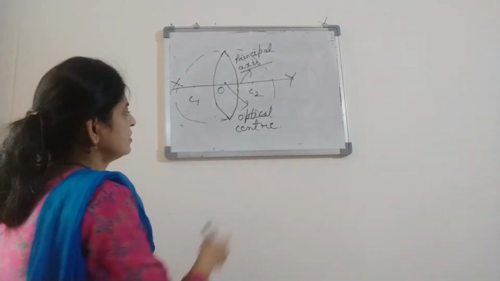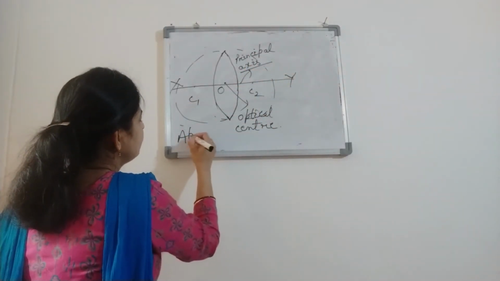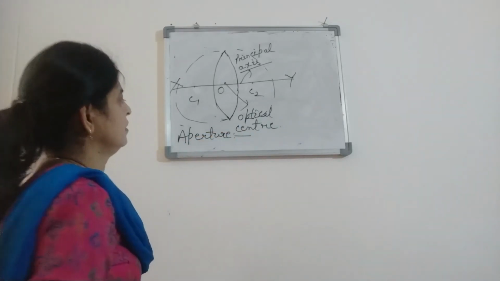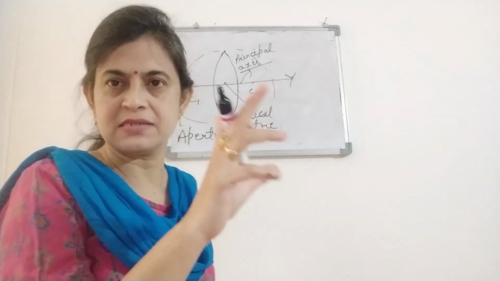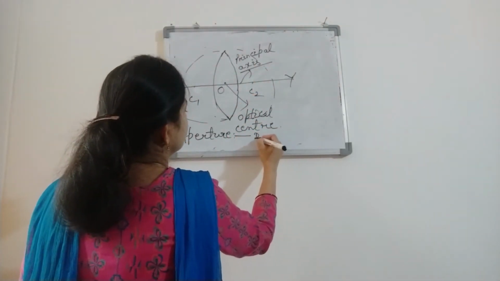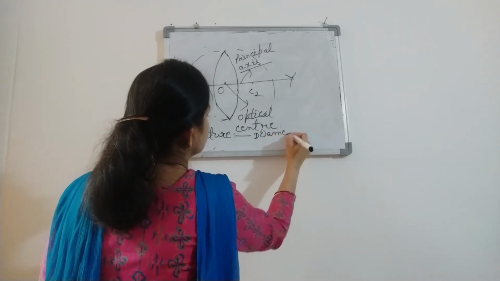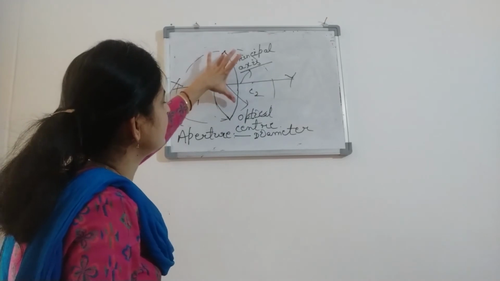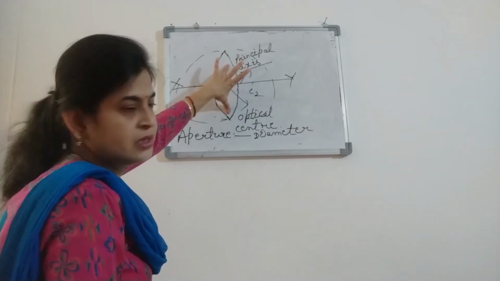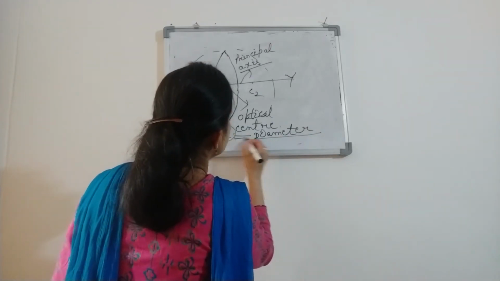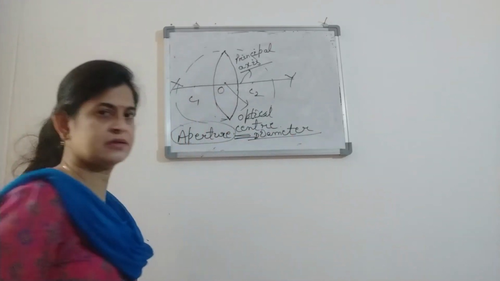Now the next term is, what do you mean by aperture? Aperture means the diameter of the lens, or you can say the whole refracting surface is called the aperture of the lens, that is equal to the diameter of the lens.